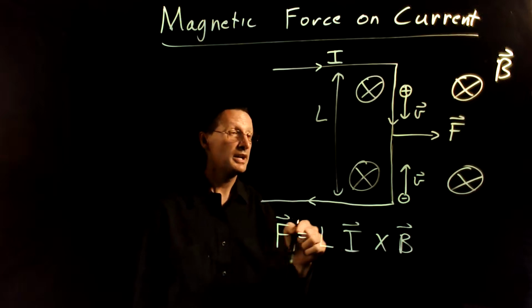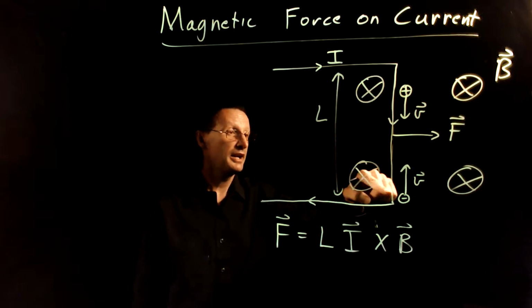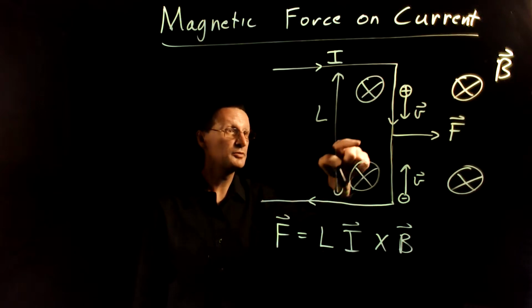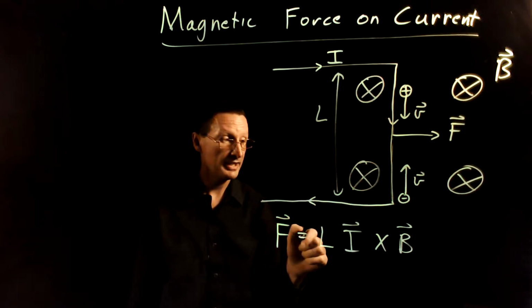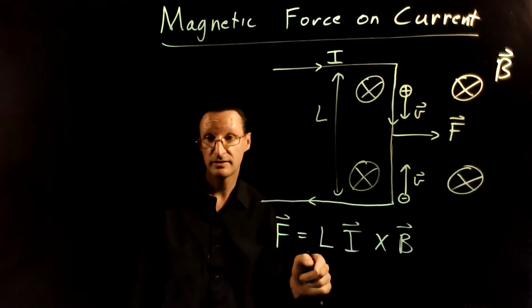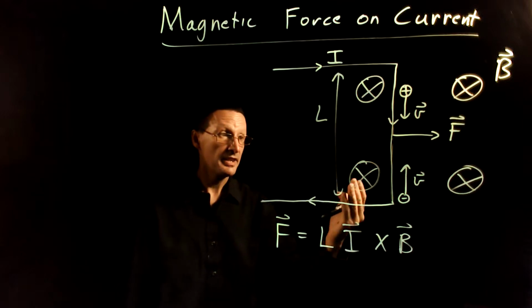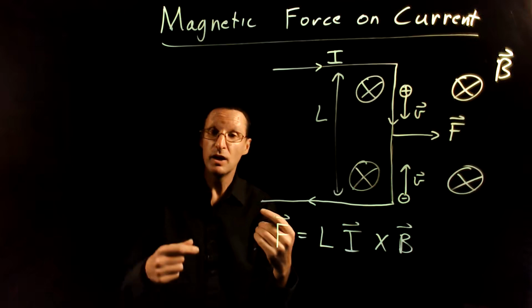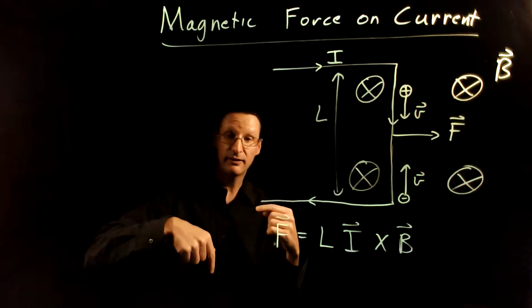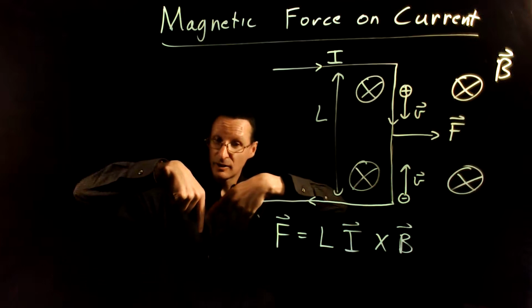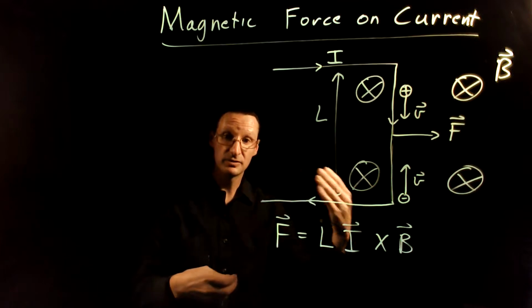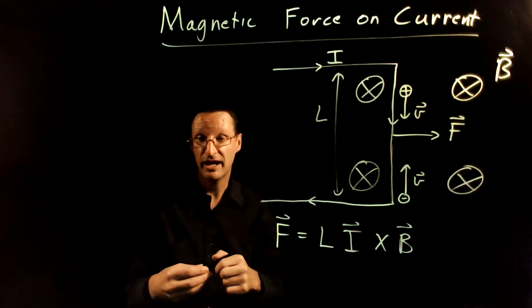Finally, let's note that the force is going to be perpendicular to both the wire and the magnetic field. And because it's a cross product, just like the Lorentz force law, that force is going to be maximum when the current and the magnetic field are perpendicular to each other. If they're at an angle or a little bit parallel, that force is going to be less than its maximum value. All right?